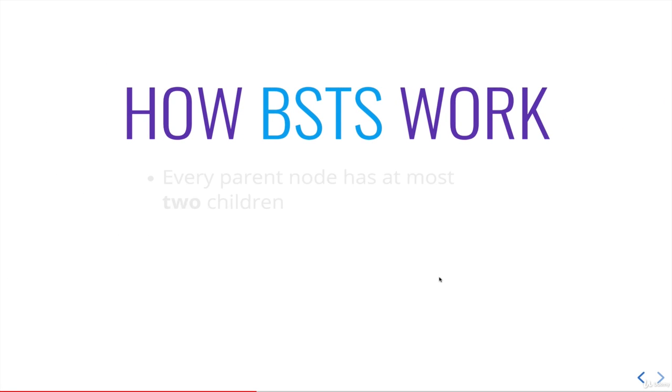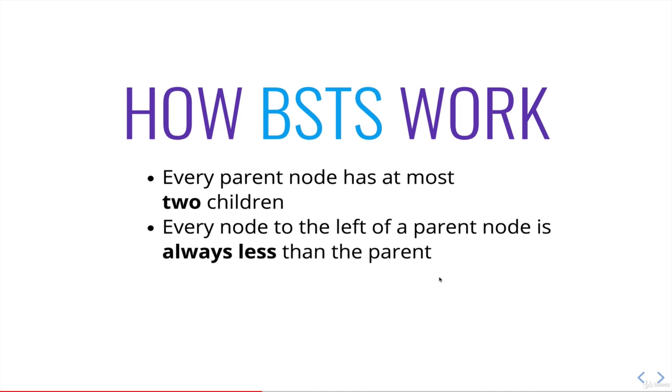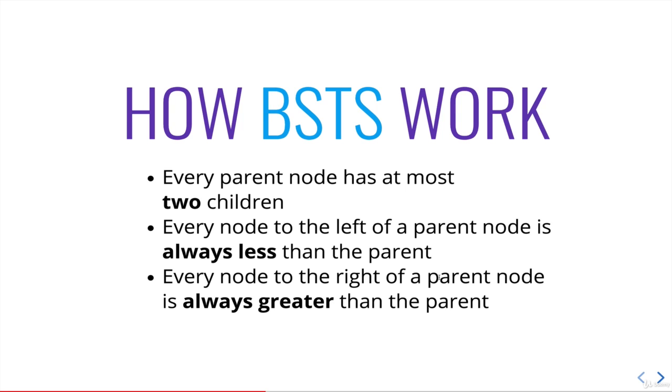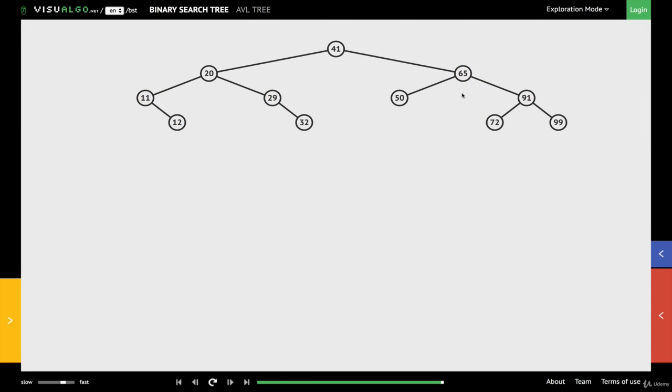So to review that, a binary search tree is a type of a binary tree. Every parent node has at most 2 children, but on top of that, every node to the left of a parent node is always less than the parent, and every node to the right of a parent node is always greater than the parent. So here's a slightly larger example.